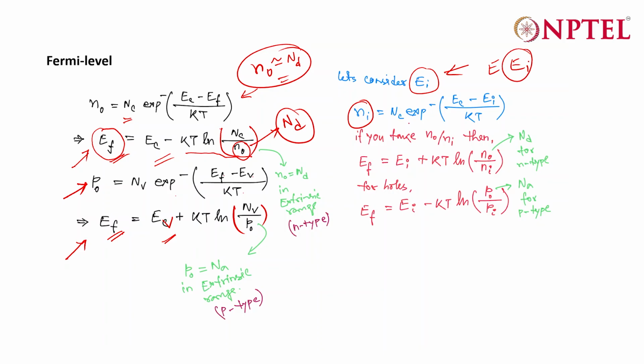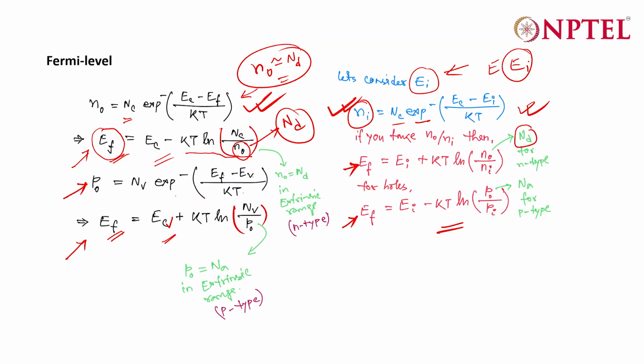So you can write Ni is equal to Nc exponential of Ec minus Ei divided by kT. Now if you take a ratio of this expression and this expression, that is N0 by Ni, you will find Ef is equal to Ei plus kT ln N0 by Ni. Now similarly, for an n-type semiconductor, your N0 will be Nd in the extrinsic range. And similarly, you will also find the expression of Ef in terms of P0. In case of P0, it will be Ei minus kT ln P0 by Pi.